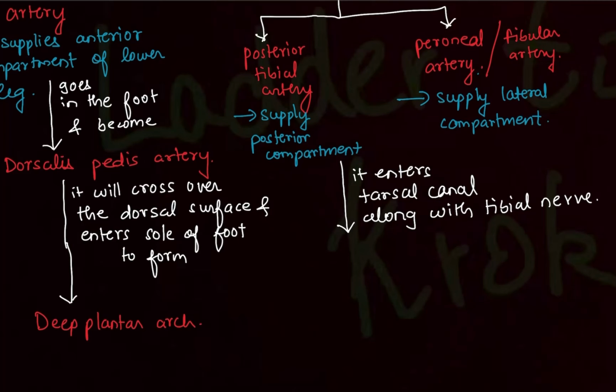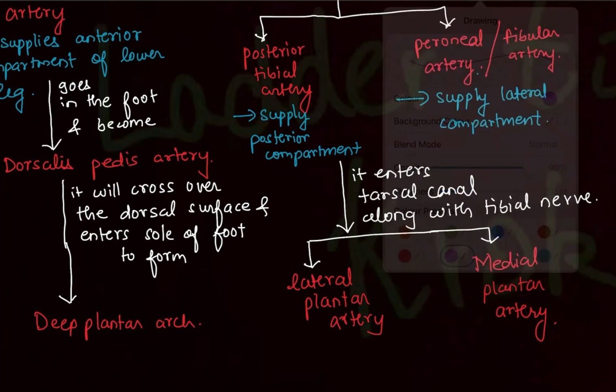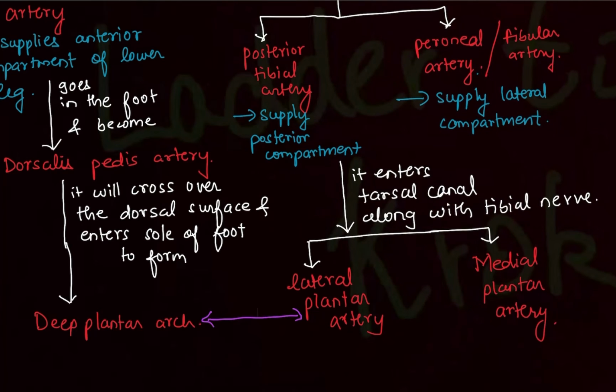This tarsal canal we will also be doing in a separate video. Okay. And it will divide into two. It divides into the lateral plantar artery, because it is going into the sole of the foot, so plantar surface, and the medial plantar artery. Now this lateral plantar artery and the deep plantar arc anastomose. Write down, anastomosis means they will meet each other. So they will anastomose over here.